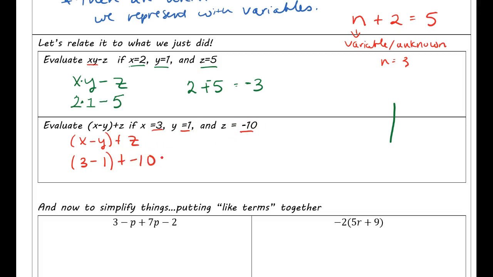So here we have PEMDAS again, and we need to do parentheses first. So 3 minus 1 is 2, and then plus a negative 10. So this is just like the one above almost. If their signs differ, you take the difference, which is 8, and then you keep the sign of the bigger number. So negative 8 should be our answer.